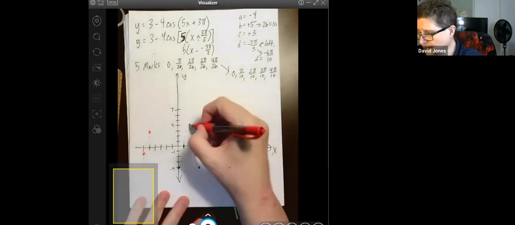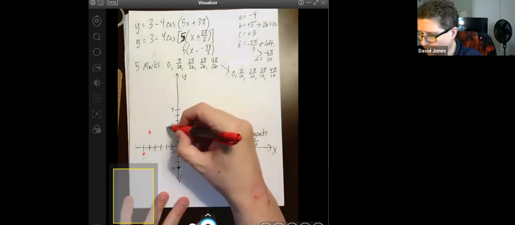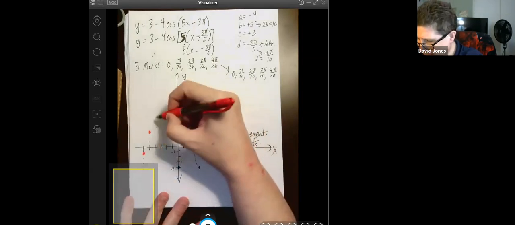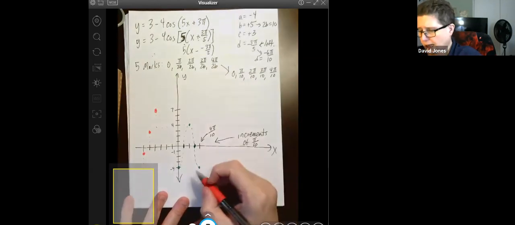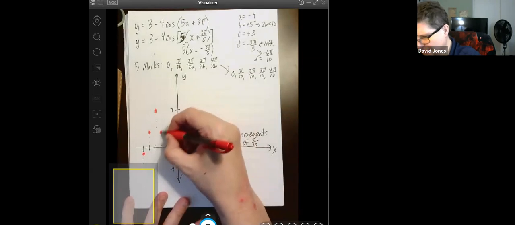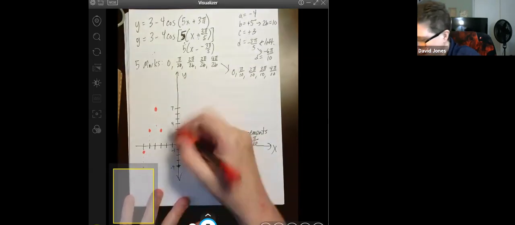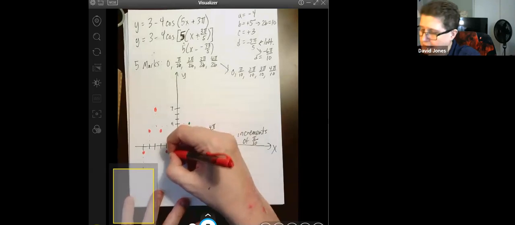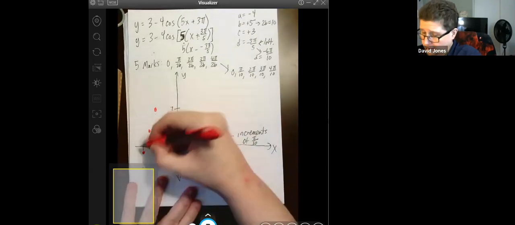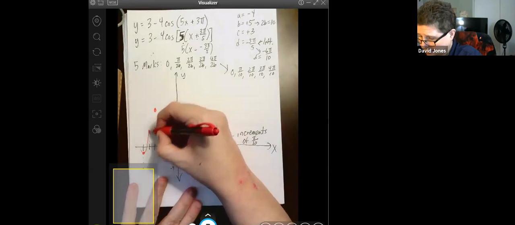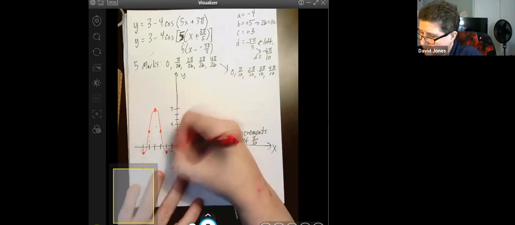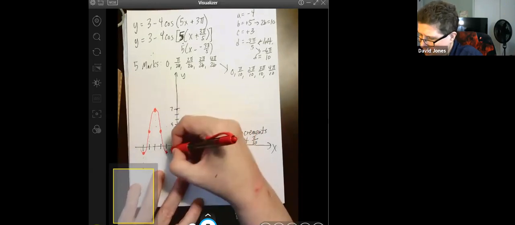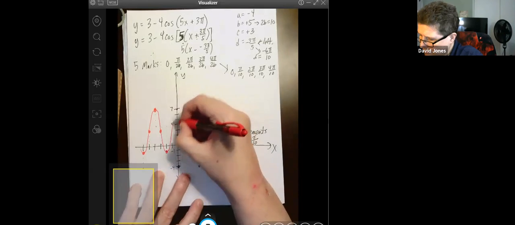This one goes left 6. 1, 2, 3, 4, 5, 6. Up 3. 1, 2, 3. I know my next quarter point's at the same level as my first quarter point, and I know my endpoints are at the same height. So this is like this. It would be like that.